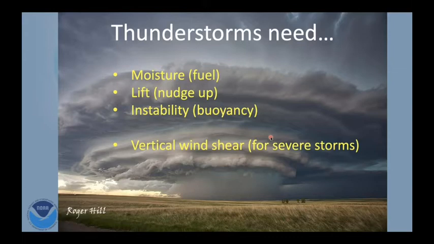But if you want that storm to become severe, you need some sort of vertical wind shear, which we'll talk about the importance of in a little while.